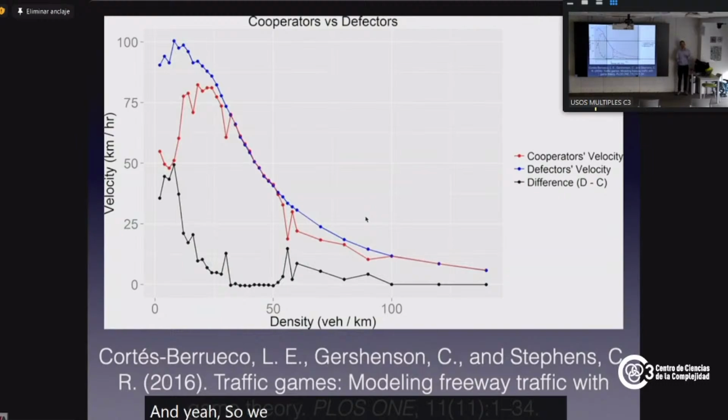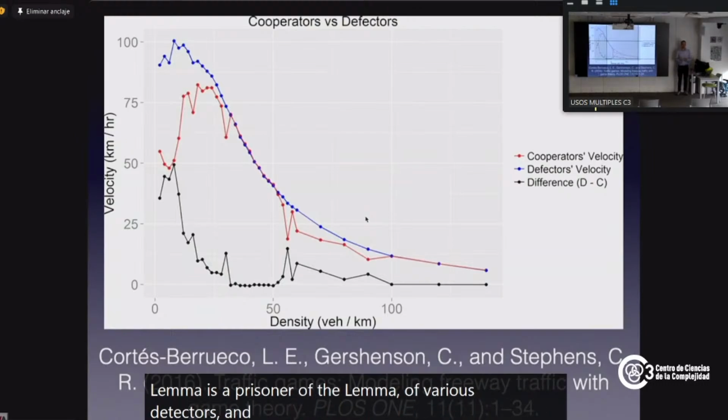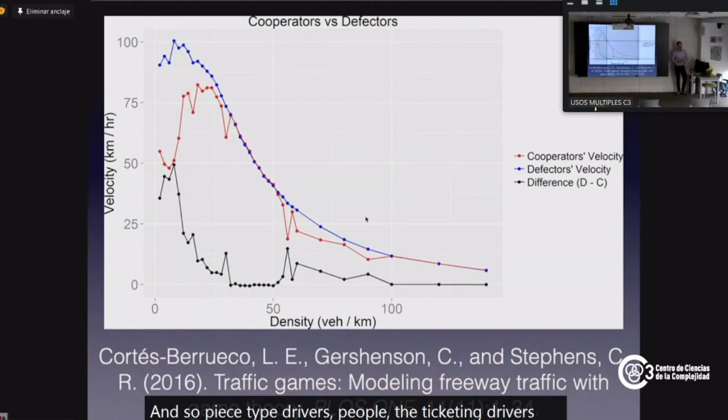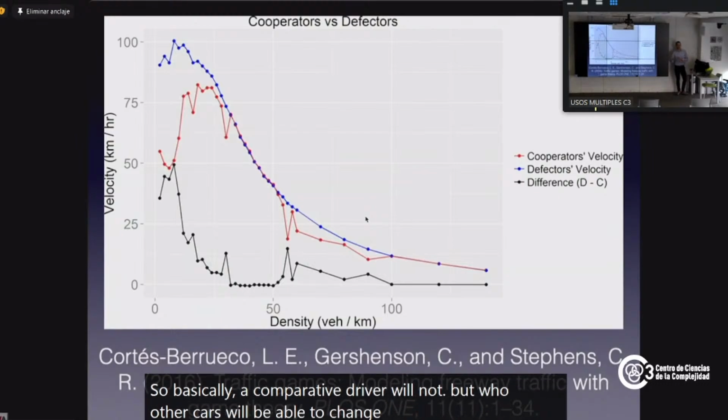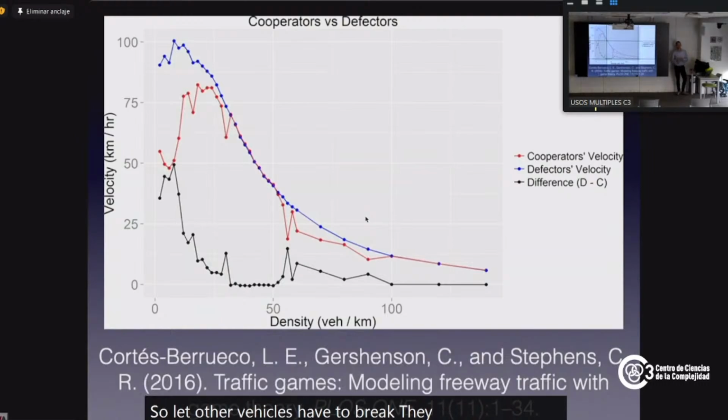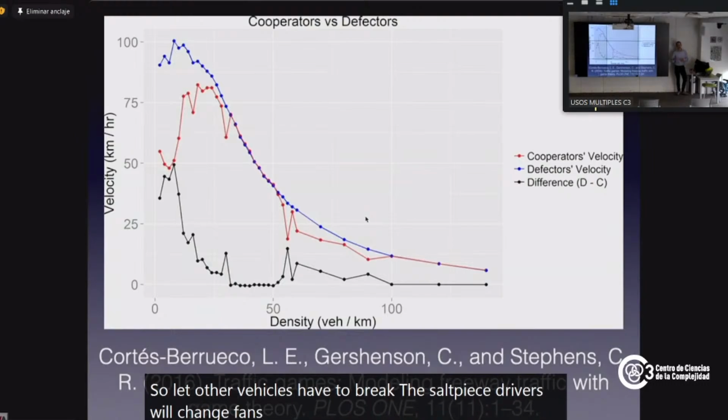With game theory, the most classical dilemma is the prisoner's dilemma. So we have cooperators and defectors. And what we did was to simulate cooperative drivers and selfish or defecting drivers. Basically, a cooperative driver will not cut off other cars, so they will change lane only if there is enough space so that other vehicles don't have to brake. And the selfish drivers will change lanes if it's good for them, even if that causes a delay in other vehicles.